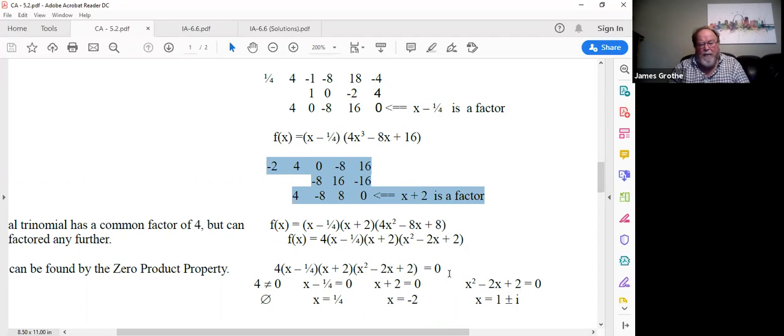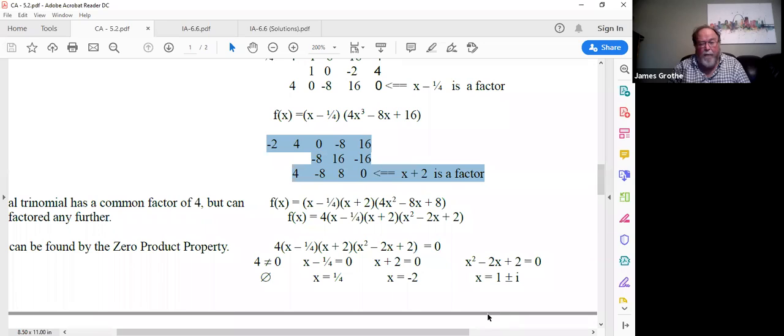And when I set x squared minus 2x plus 2 equal to 0, that doesn't factor, so I did have to use the quadratic formula. And when I did, I got two solutions, x equals 1 plus i, and x equals 1 minus i. So in this case, we knew there was one positive real zero, that was 1/4, and one negative real zero, that's negative 2. And the other two zeros were complex numbers, 1 plus i and 1 minus i.